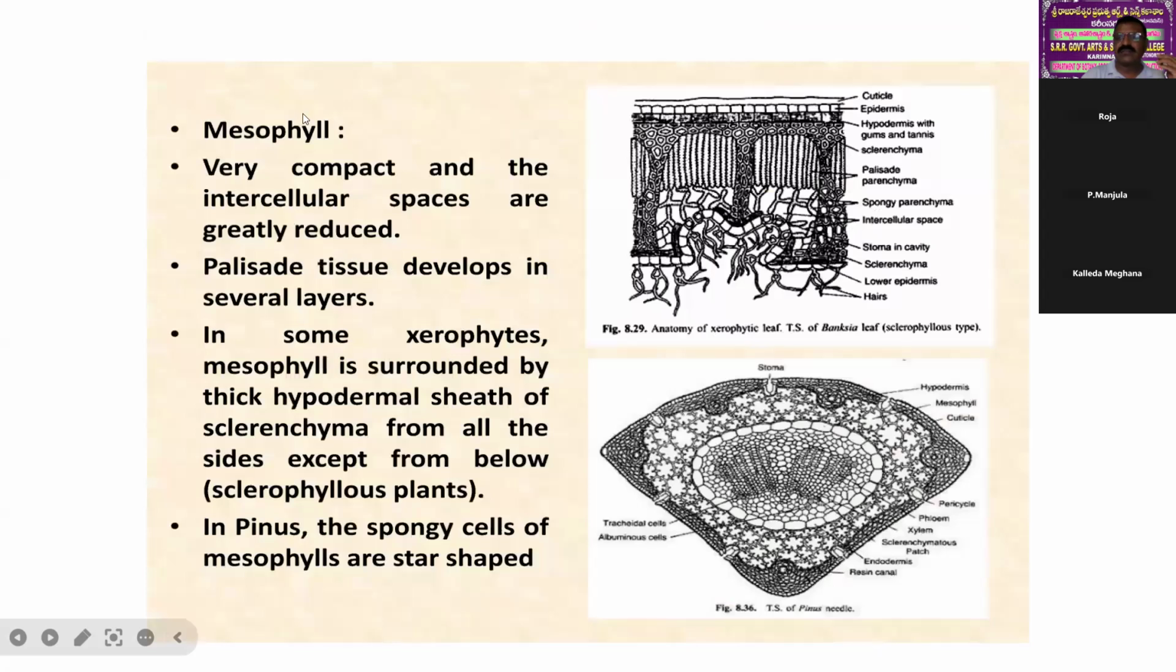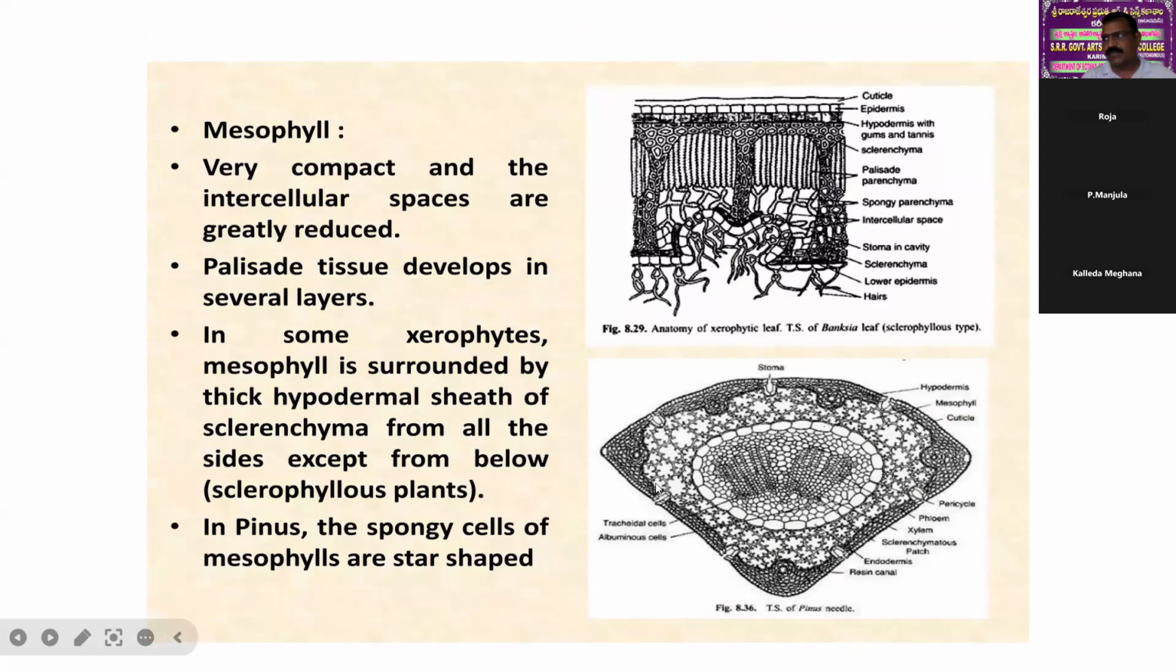Next one is the mesophyll. It is very compact and the intercellular spaces are greatly reduced. Here the palisade tissue develops in several layers. In some xerophytes, the mesophyll is surrounded by a thick hypodermal sheath of sclerenchyma. In Pinus, the spongy cells of the mesophyll are star-shaped. So this is the TS of a Pinus needle.